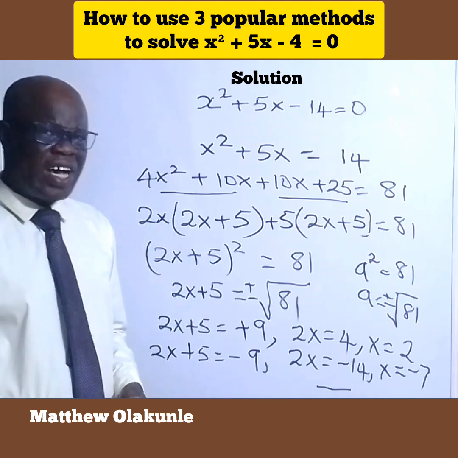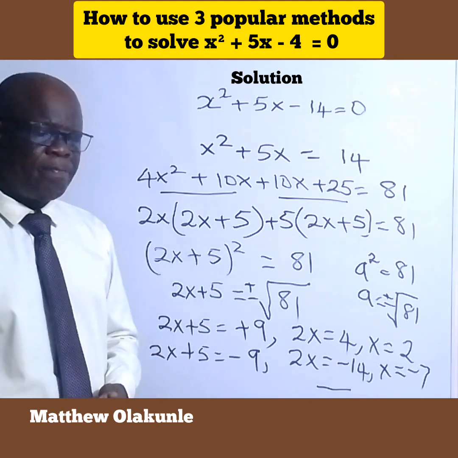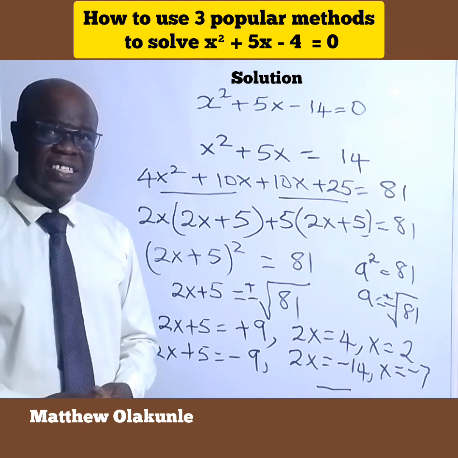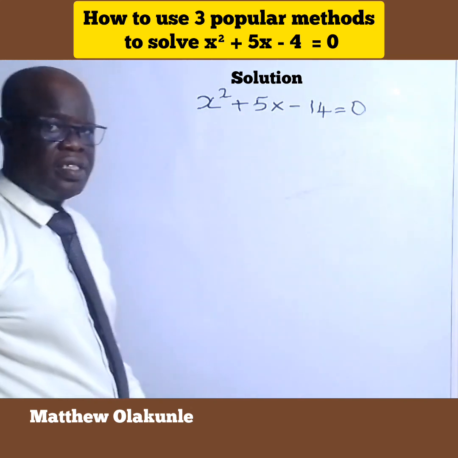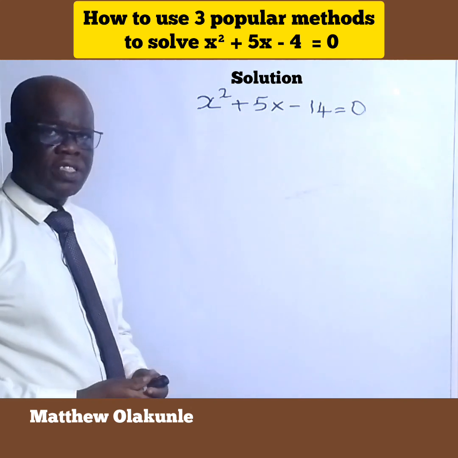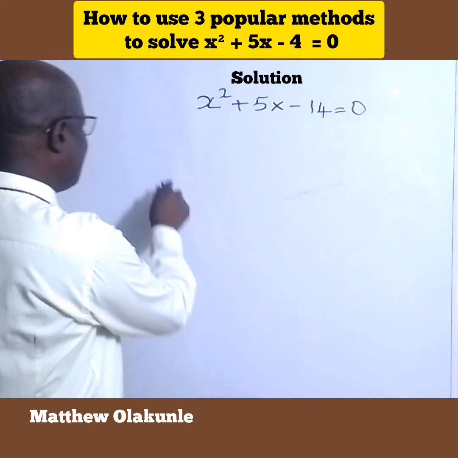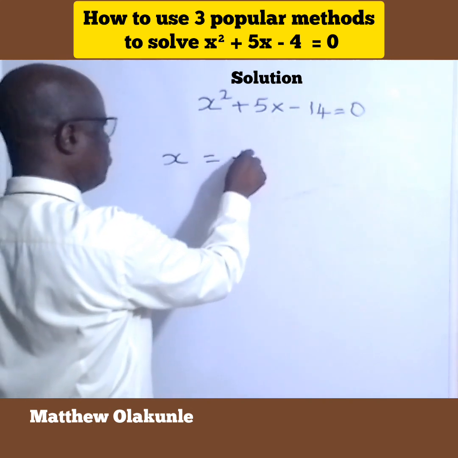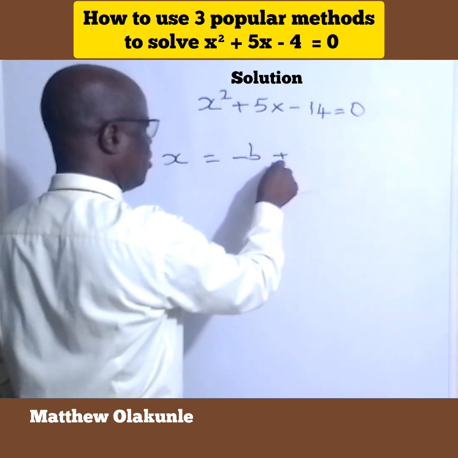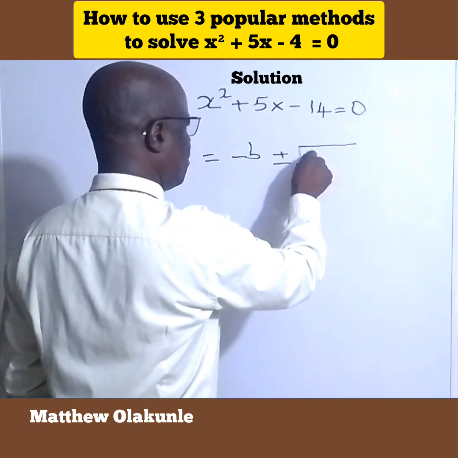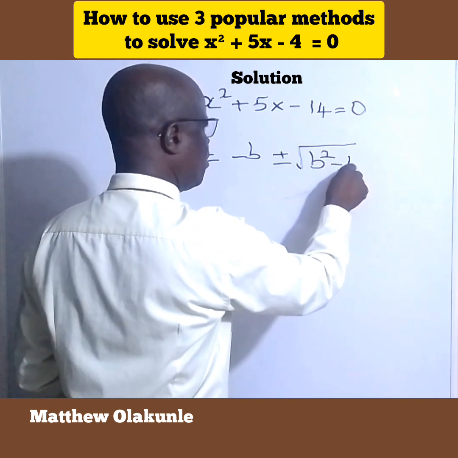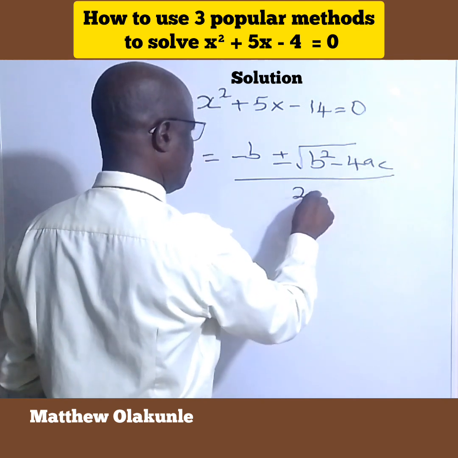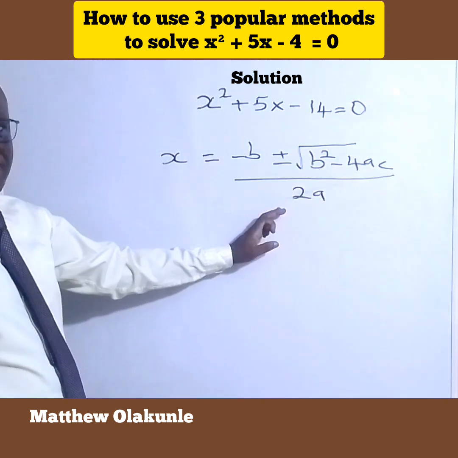Now, we want to look at the third method. And that is by using the formula. That is what we call the general quadratic equation formula. I want to state the formula without proving. And that formula says that your x is equal to, so this is the formula.